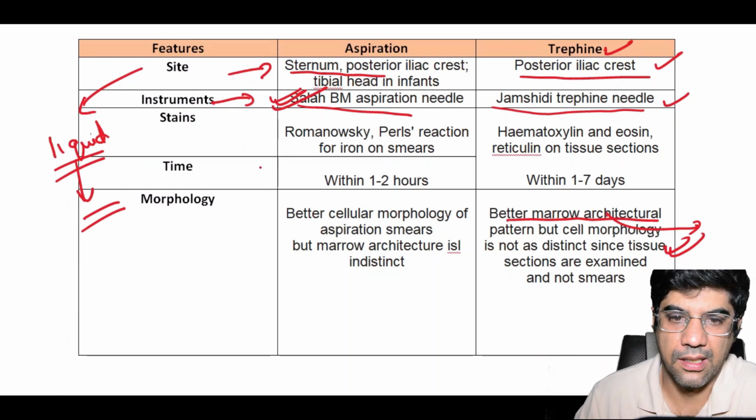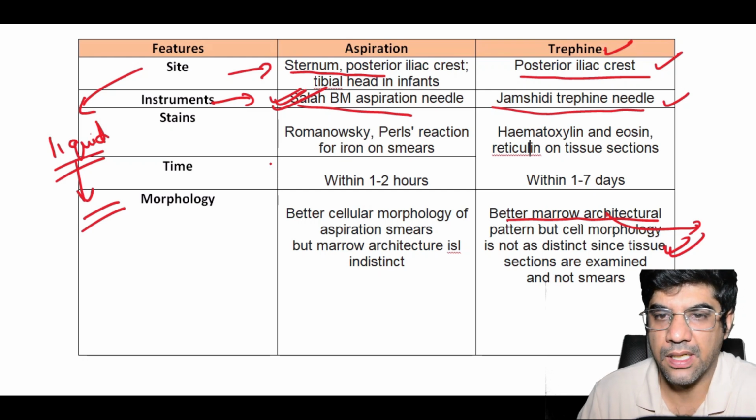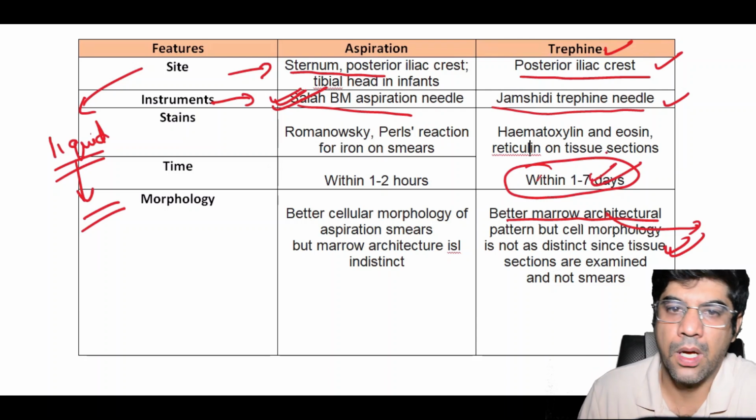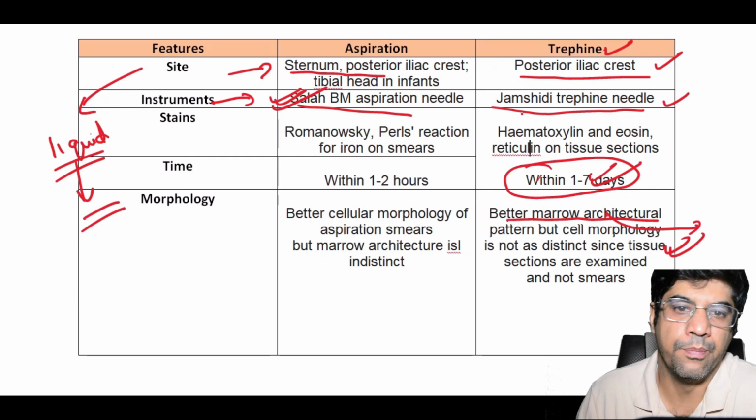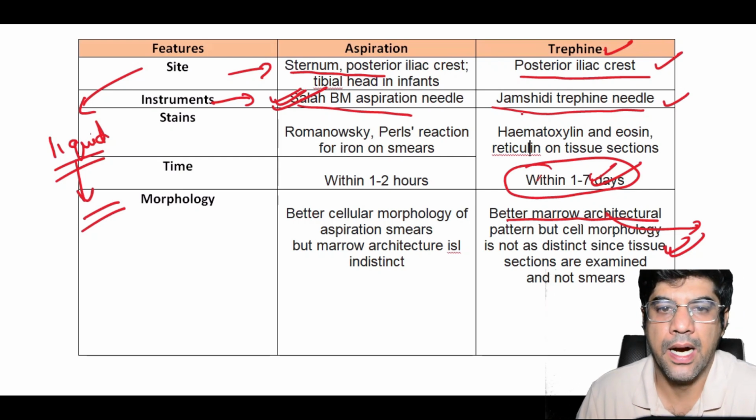Timings. Bone marrow aspiration is quick, within 1 to 2 hours for urgent diagnostic needs, whereas trephine biopsy takes around 1 to 7 days. The aspiration provides excellent cellular details, allowing individual cell morphology details, whereas the trephine biopsy will give you a view of the marrow architecture pattern and identify the fibrosis, infiltrate, etc.